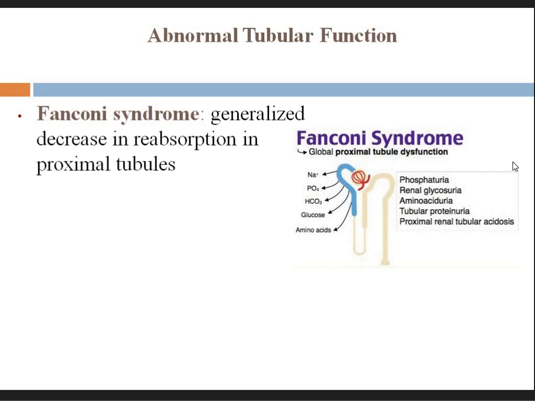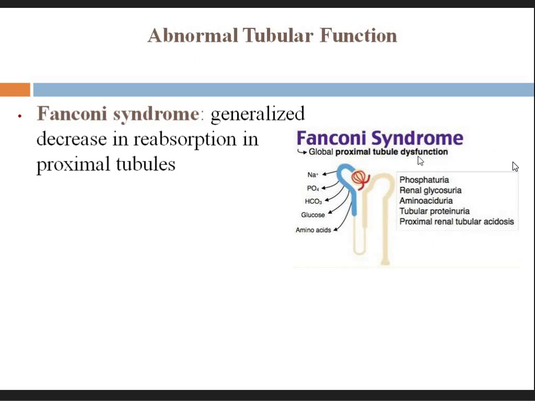Another syndrome is Fanconi syndrome. Here there is a generalized decrease in reabsorption in the proximal tubules. We all know how much reabsorption is taking place in the proximal tubules: 65% of the reabsorption of various substances. You can see sodium, phosphate, bicarbonate, glucose, amino acids, all these substances are reabsorbed here, and the majority takes place in the proximal tubules. So if there is a decrease in this reabsorption, there will be major changes.